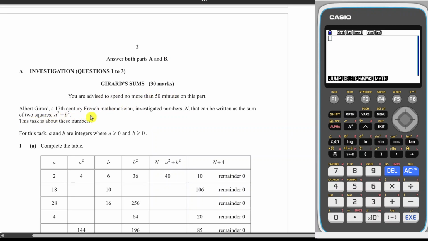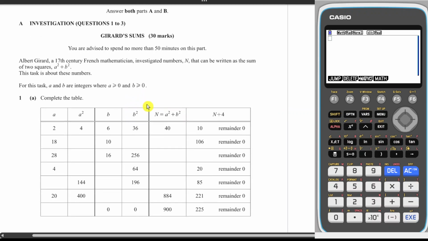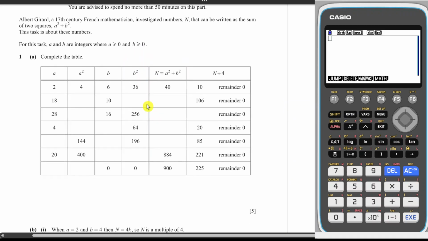Albert Girard, a 17th century French mathematician, investigated numbers n that can be written as a sum of two squares, a squared plus b squared. This task is about these numbers. For this task, a and b are integers where a is greater than or equal to 0 and b is greater than or equal to 0. So we just have to complete this table.